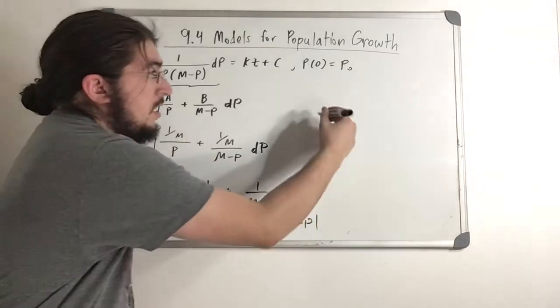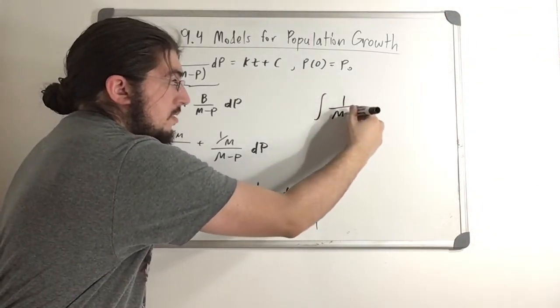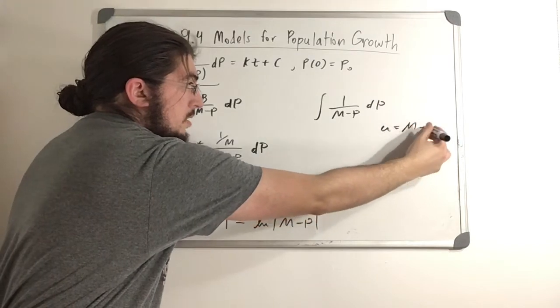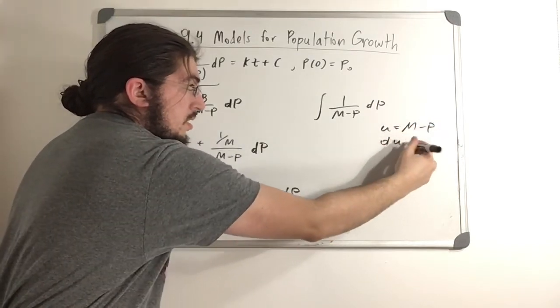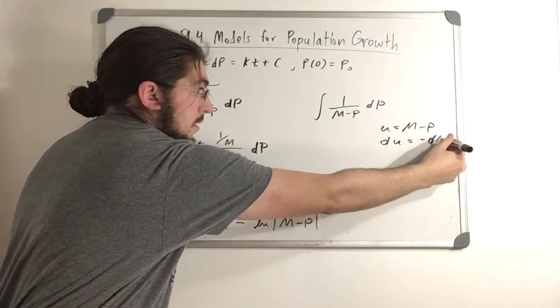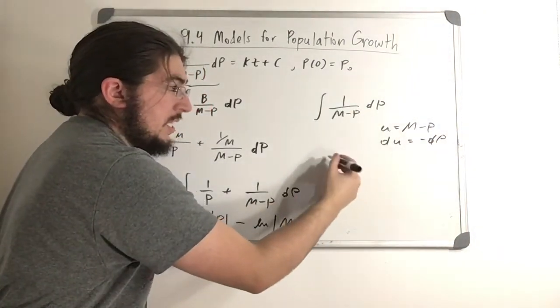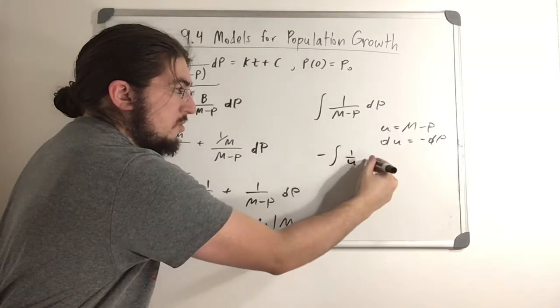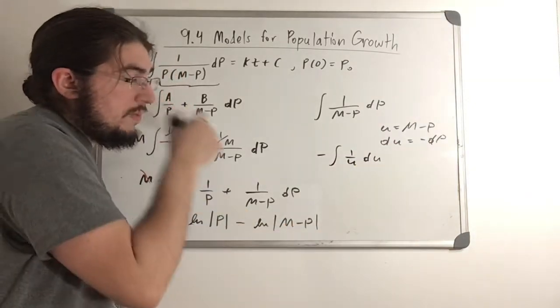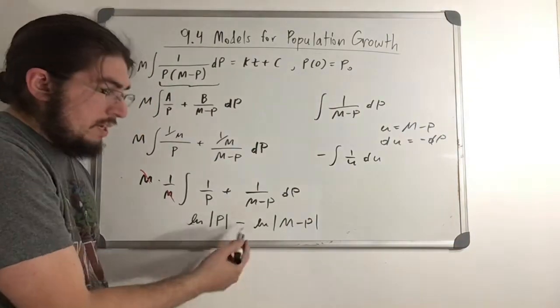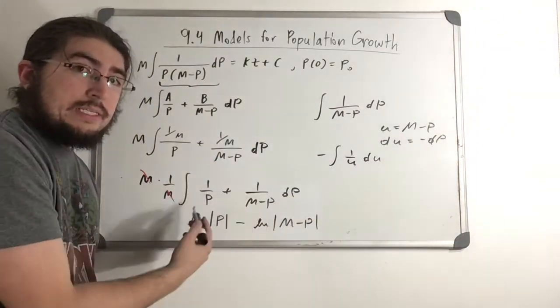In other words, if you were to actually do this by u substitution, notice u will be equal to m minus p, du will be negative dp. So what this integral will turn into, essentially, is negative 1 over u du, because of the du being equal to negative dp. So a negative comes out. So we end up getting this.